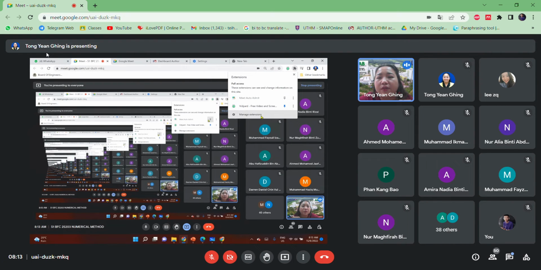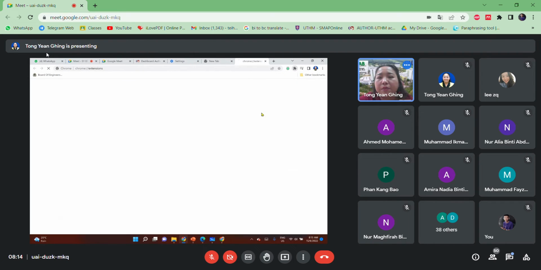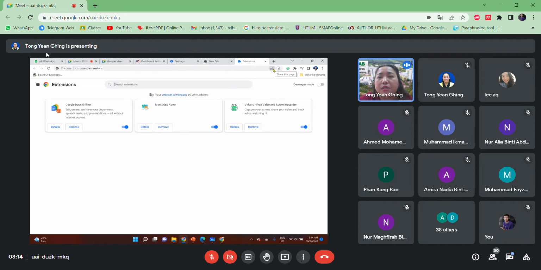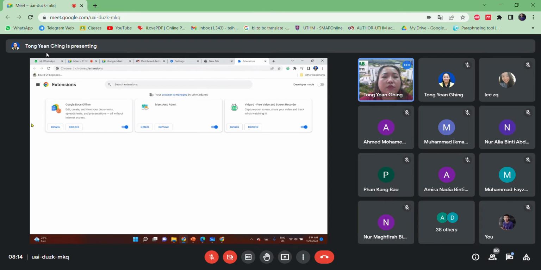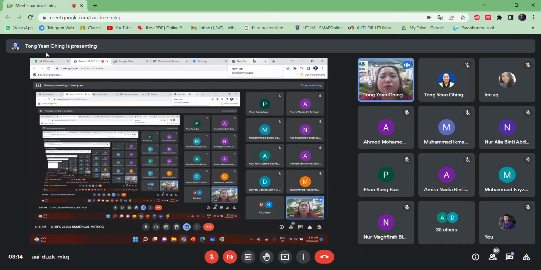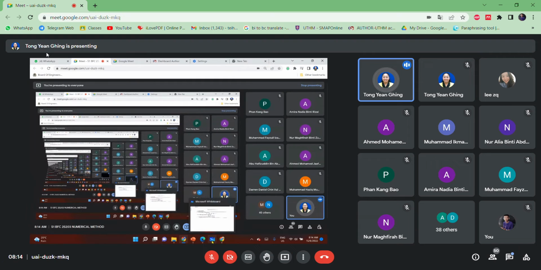Don't have that one. Got auto emit only. How about this one? What is this one? Screen recording. Not found. Extension. Screen recording. Not found. Don't have. Never mind. Class, you record yourself, okay? So you record your own, okay?